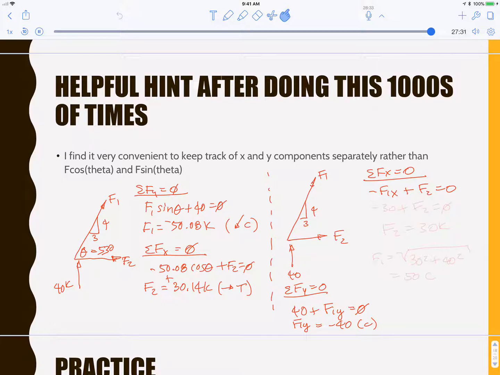And now we see that if the y component is 40, the x component of F1 is 30. So minus 30 plus F2 equals 0, and F2 equals 30 kips. And we need to get the total F1, and so F1 equals square root. The x component was 30, the y component was 40, and that equals 50 in compression.